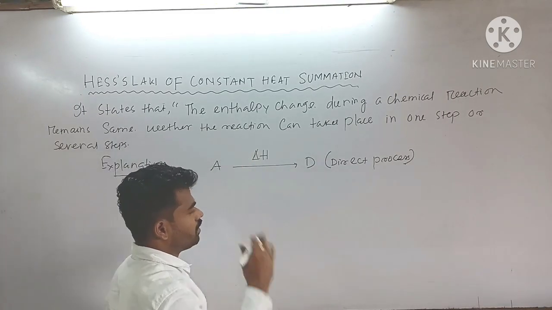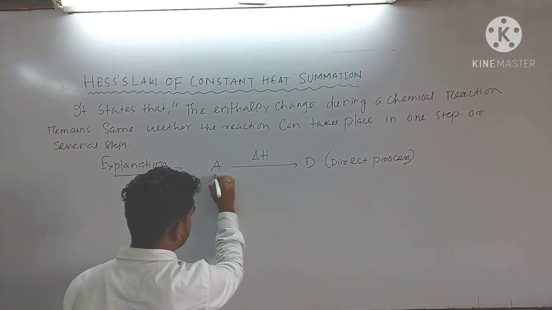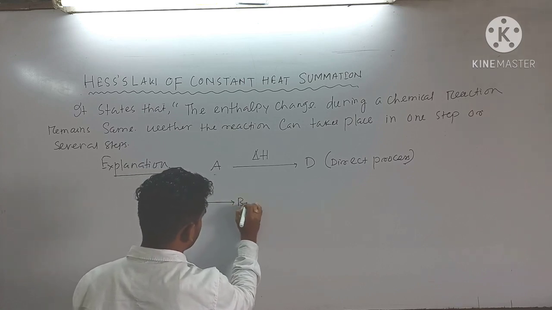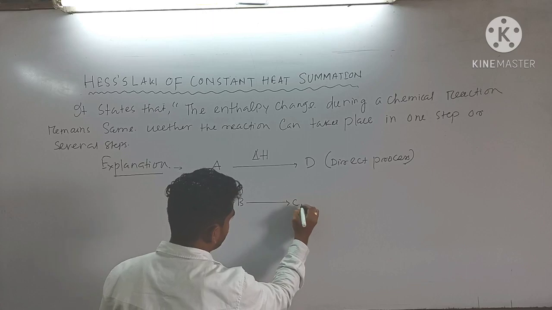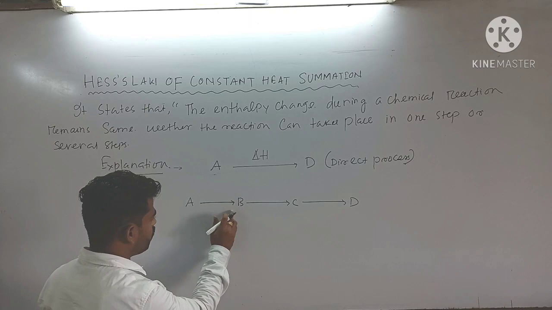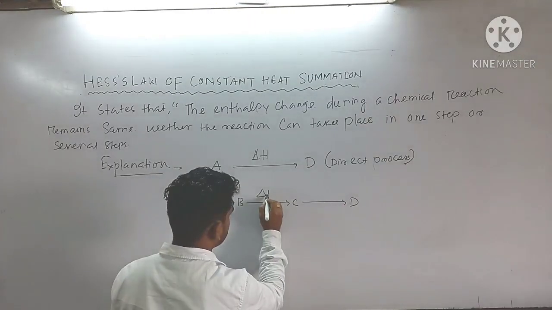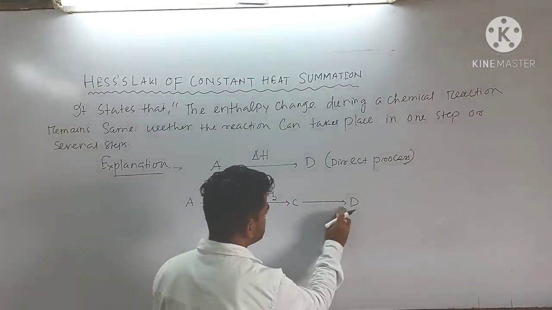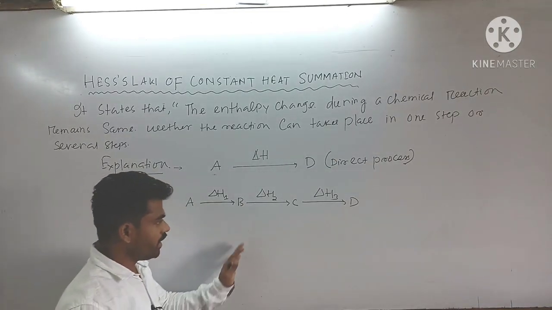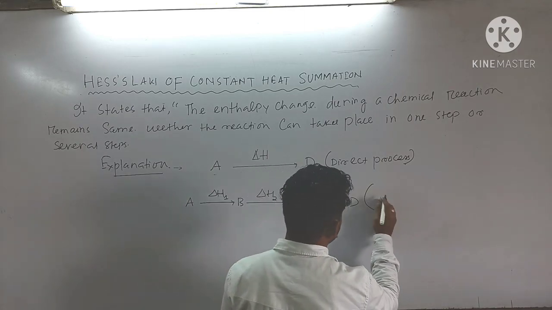And let A be converted into D through several steps. Means, let's say first A is converted into B, B converted into C, and finally C converted into, let's say, D. That clear? So from A to B, let the enthalpy change be del H1. From B to C, the enthalpy change is del H2. And from C to D, the enthalpy change is del H3. Is that clear? And again you can say this is indirect process, or through several steps.